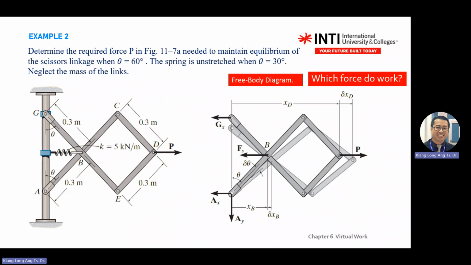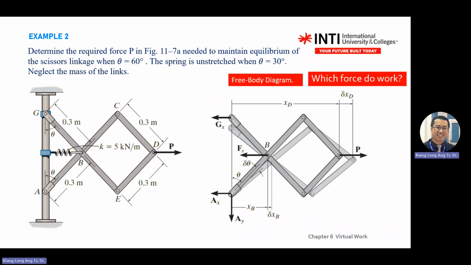Then in your diagram, you just modify a little bit. You copy the initial distance of XD. You draw XD in the X direction. We focus on point D. So you measure from the wall to point D, you establish XD. Then also from the wall to point B, you write XB. And then the initial angle, you copy from the diagram, theta.